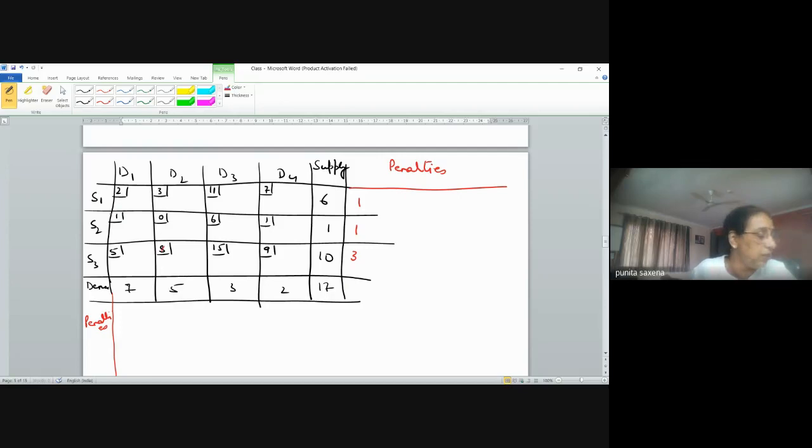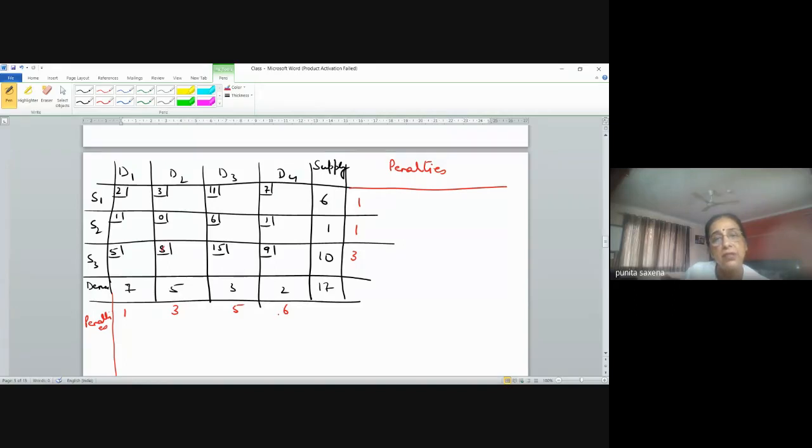What about the columns? It's going to be 2 minus 1, 1. Then 3 minus 0, 3. Then 11 minus 6, 5. And 7 minus 1, 6. Is that okay? Right? Yes, ma'am. Now, in the penalties, which is maximum?